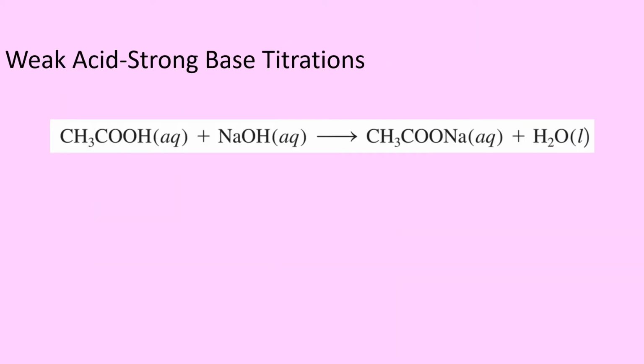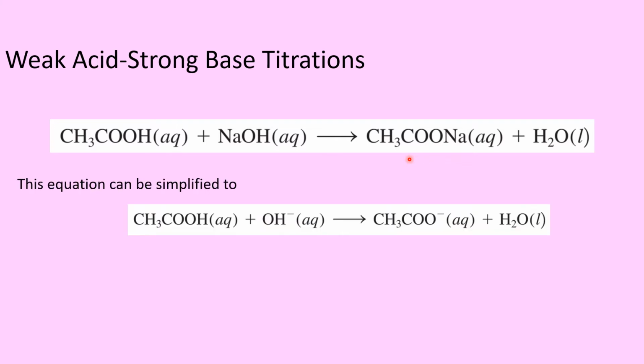Now we will be focusing on weak acid versus strong base titrations. For this titration, let us consider the neutralization reaction between acetic acid, which is a weak acid, and sodium hydroxide as our strong base, as described by this chemical reaction. This equation can be simplified to the following: acetic acid plus hydroxide ion, representing our strong base, will give us the products acetate and water.